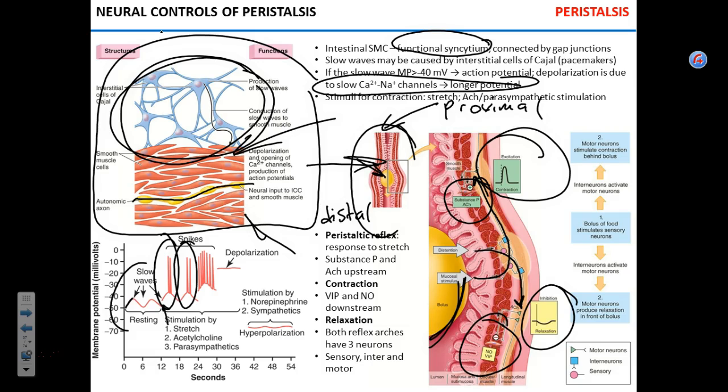Now, to sum up what I want you to know about the reflex. Flow of information through the reflex arc: stretch or chemical stimuli will depolarize and lead to the contraction of the proximal part, and will inhibit, relax, and hyperpolarize the distal part. The neurotransmitters that stimulate the muscles to contract are acetylcholine and substance P; for relaxation, nitric oxide and vasoactive intestinal peptide. Am I clear? Any questions?